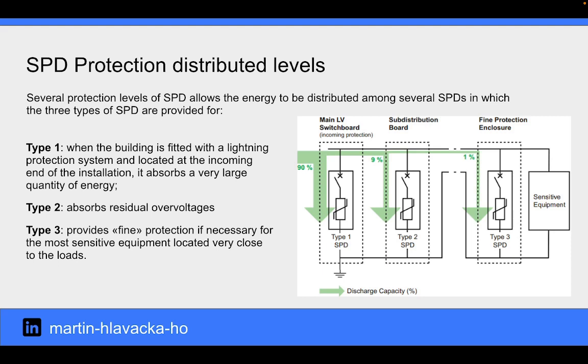In this slide, we can see how the energy is distributed between several SPDs, in which the three types of SPDs are provided. SPD Type 1, when the building is equipped with a lightning protection system and is located at the incoming end of the installation, absorbs a very large amount of energy. SPD Type 2 absorbs residual overvoltages. The Type 3 SPDs provide fine protection if necessary for the most sensitive equipment located near the loads.